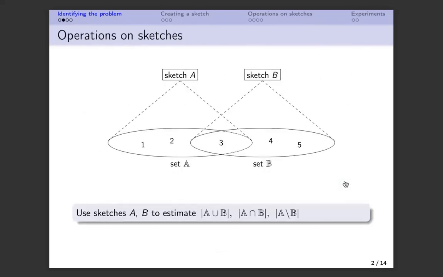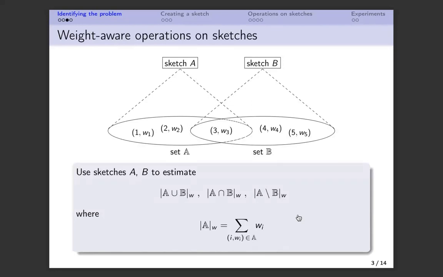Let us assume that we have two data sketches A and B generated for two fundamental sets A and B. We would like to use these sketches to simulate operations on fundamental sets. For example, based on sketches A and B, we would like to estimate the cardinality of the union, intersection, and difference of sets A and B.